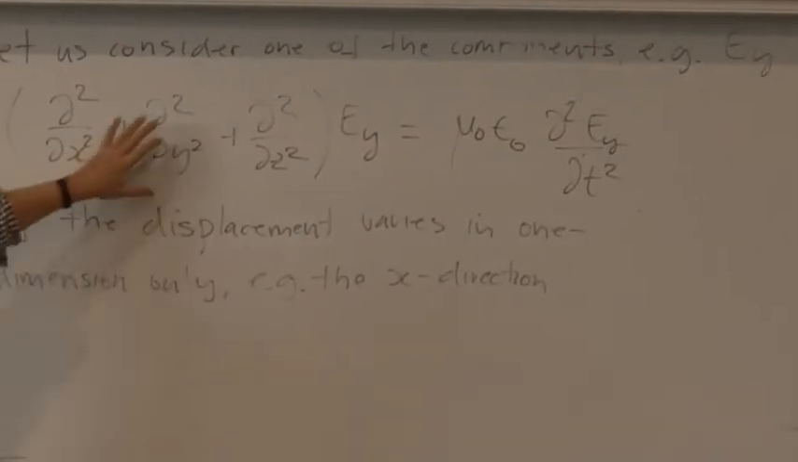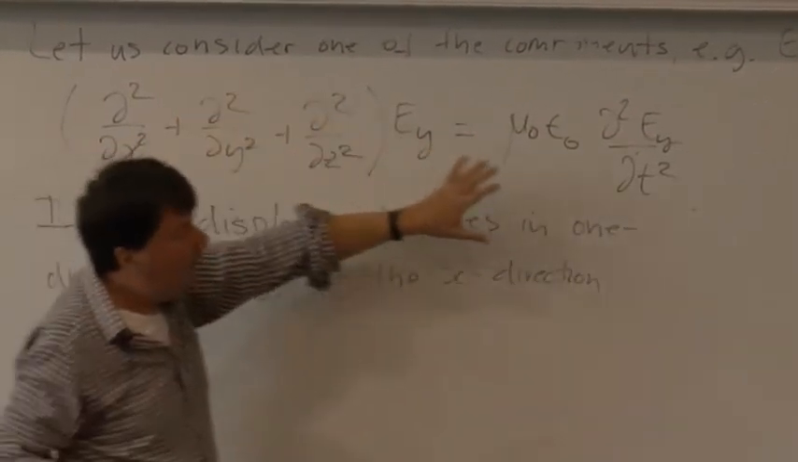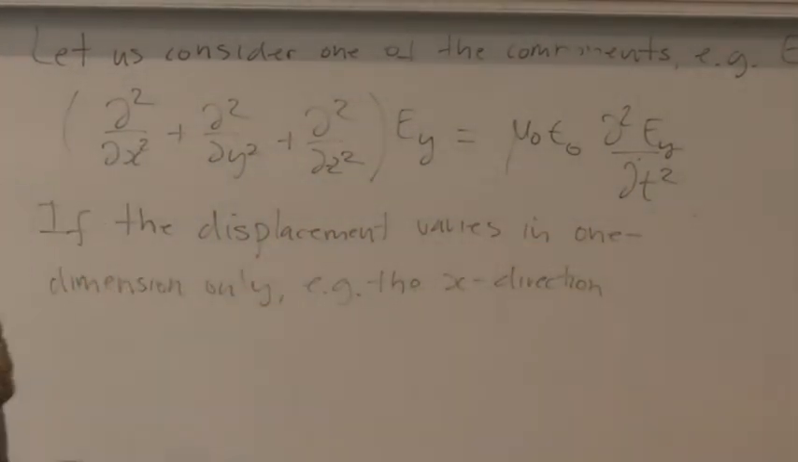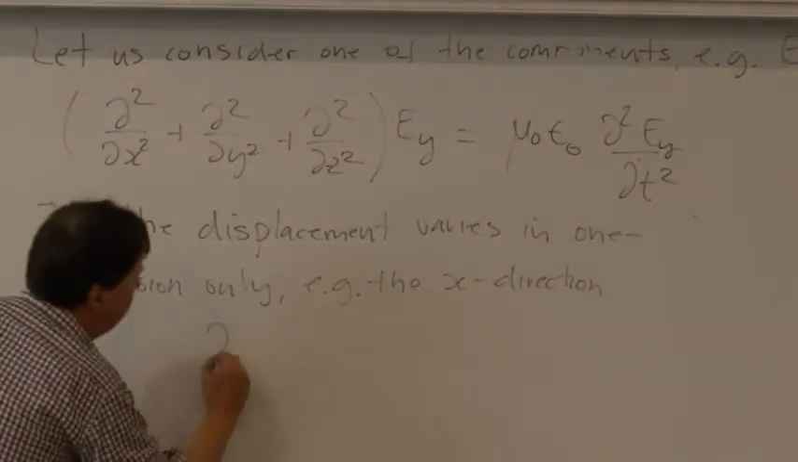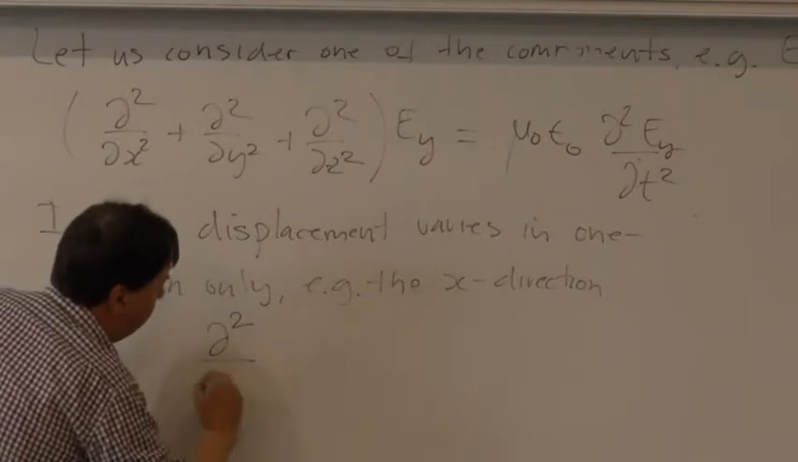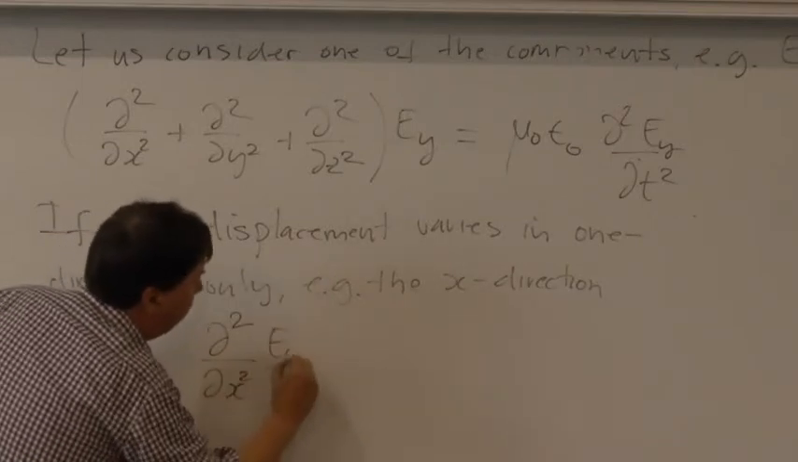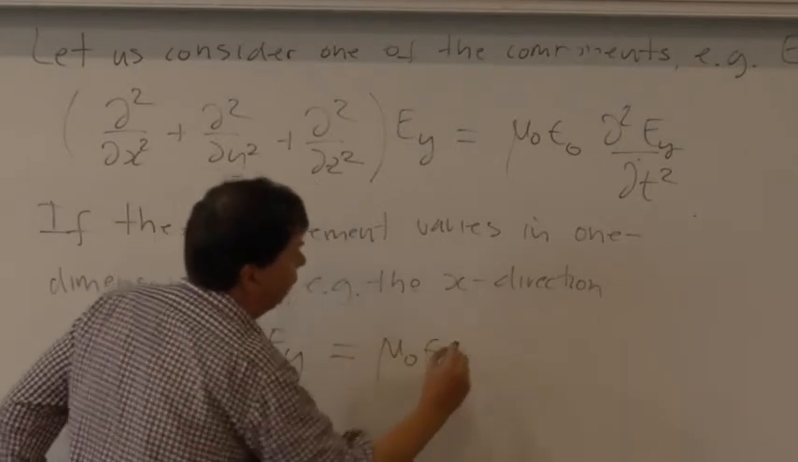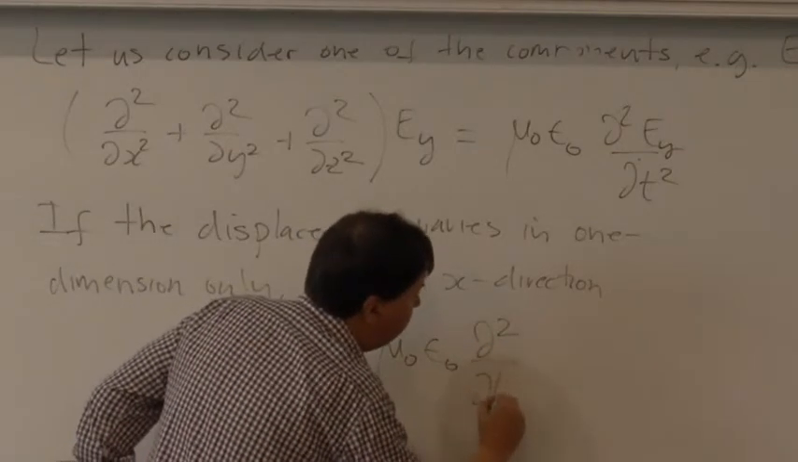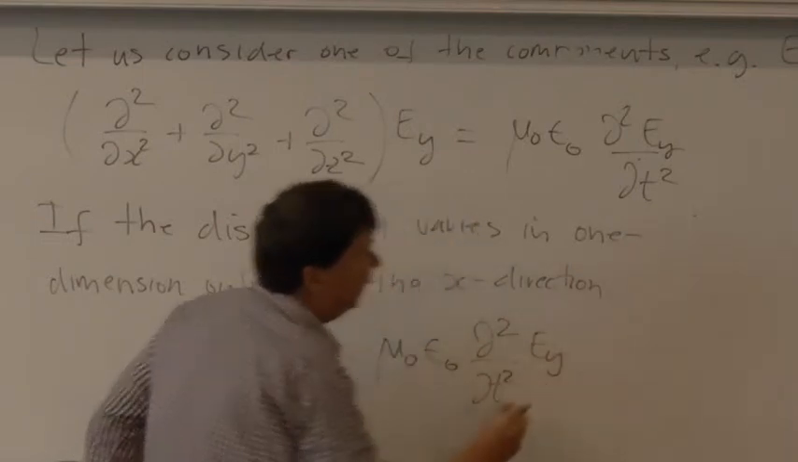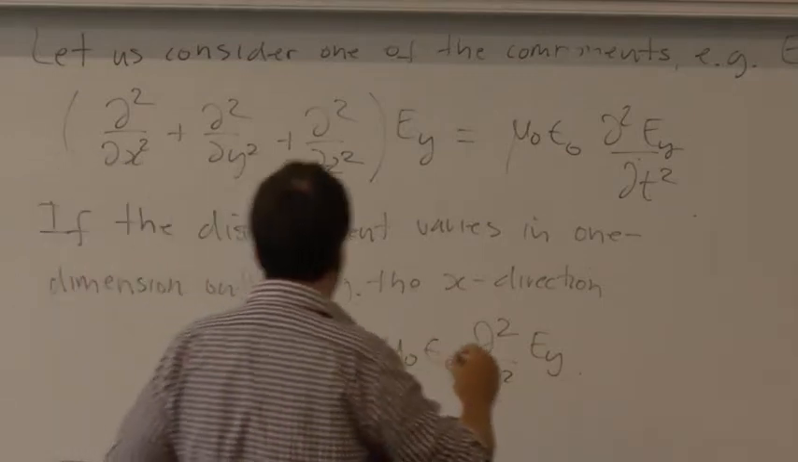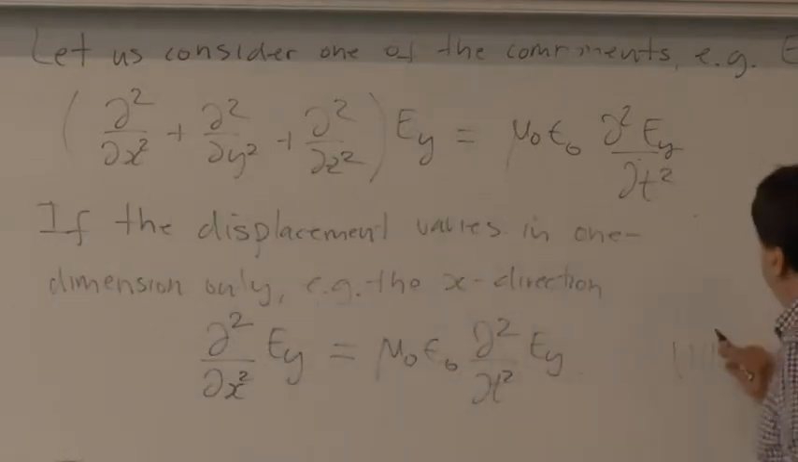Well, in that case, if everything's constant in the YZ plane and all the variation is just in the x direction, this simply becomes d2 by dx squared of Ey is equal to mu naught epsilon naught d2 by dt squared of Ey. Let's make this equation 11.6.